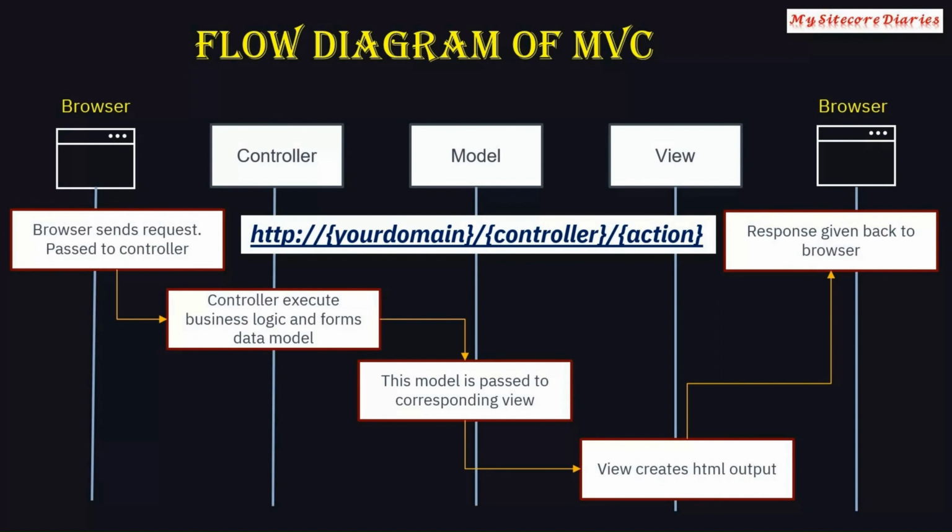So this is how it flows. Like in ASP.NET, we have the page life cycle, but here this is how the request goes. Here first the browser sends a request to the controller, which executes the controller action, and it creates the model for the view, and then decides which view needs to be displayed. So this model is passed to the view, and then the view creates the HTML, and that HTML is given back to the browser. So this is how the MVC request flows.